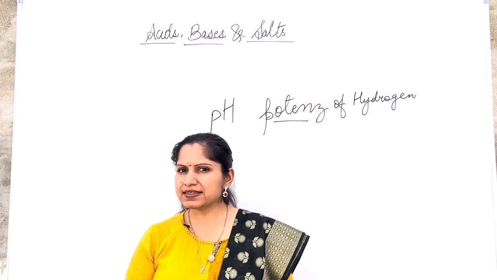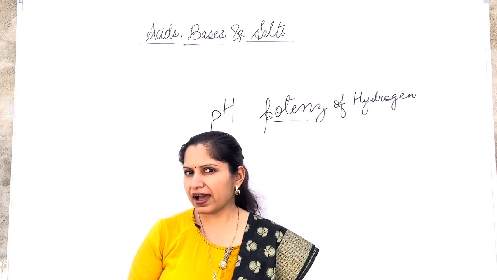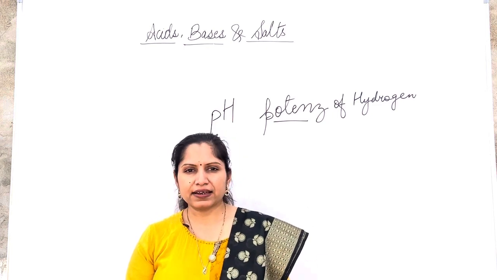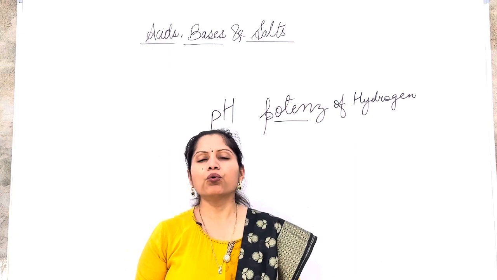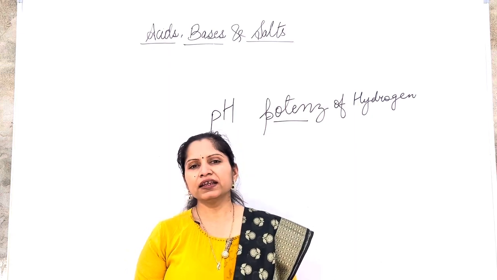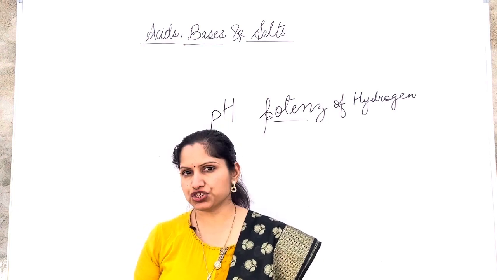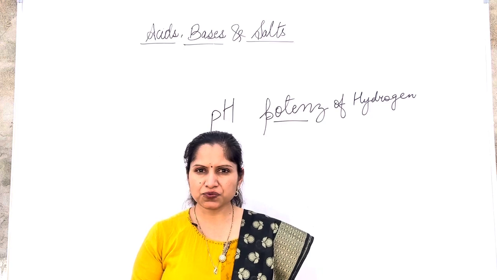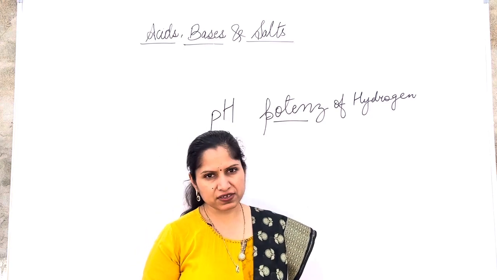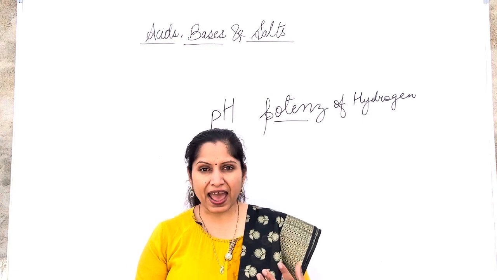Apart from that, 7 is neutral. But what is the pH of blood and normal water? That is 7.4. Then 10 is the pH of milk of magnesia. What is this milk of magnesia? It stands for magnesium hydroxide. It's a base and it's used as an antacid.